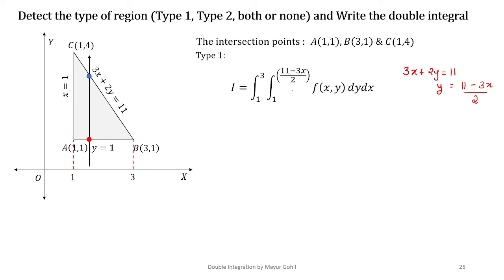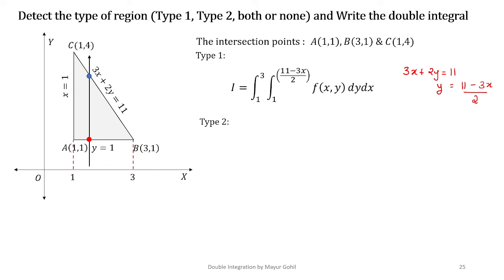Okay, and the lower limit will be 1 and the upper limit will be (11 minus 3x) divided by 2, and the projection limits are going to be 1 to 3 for x. Alright, now what about type 2?